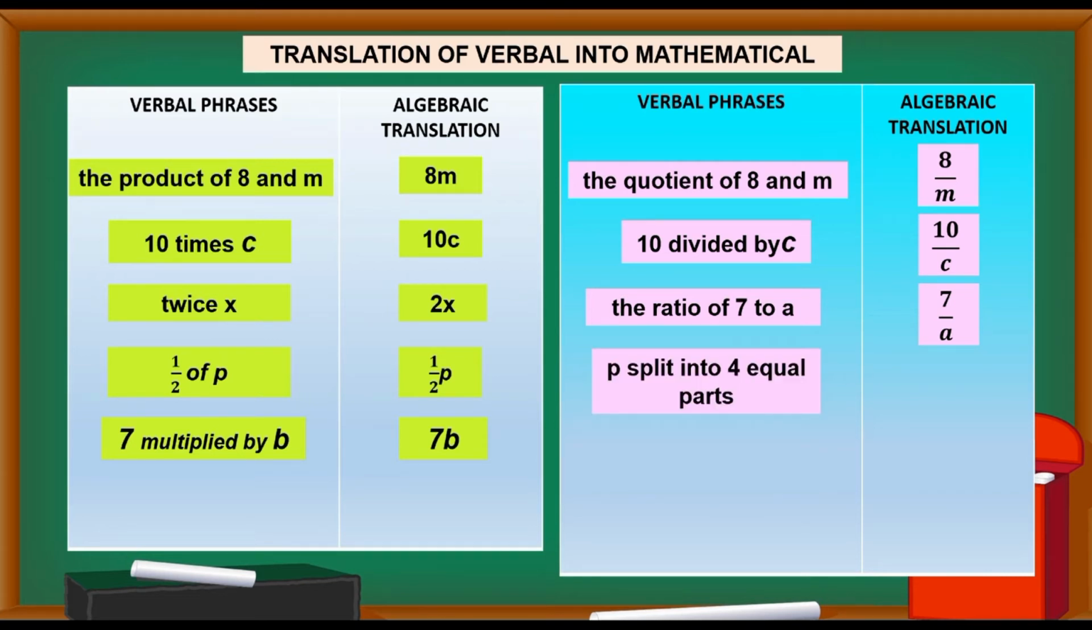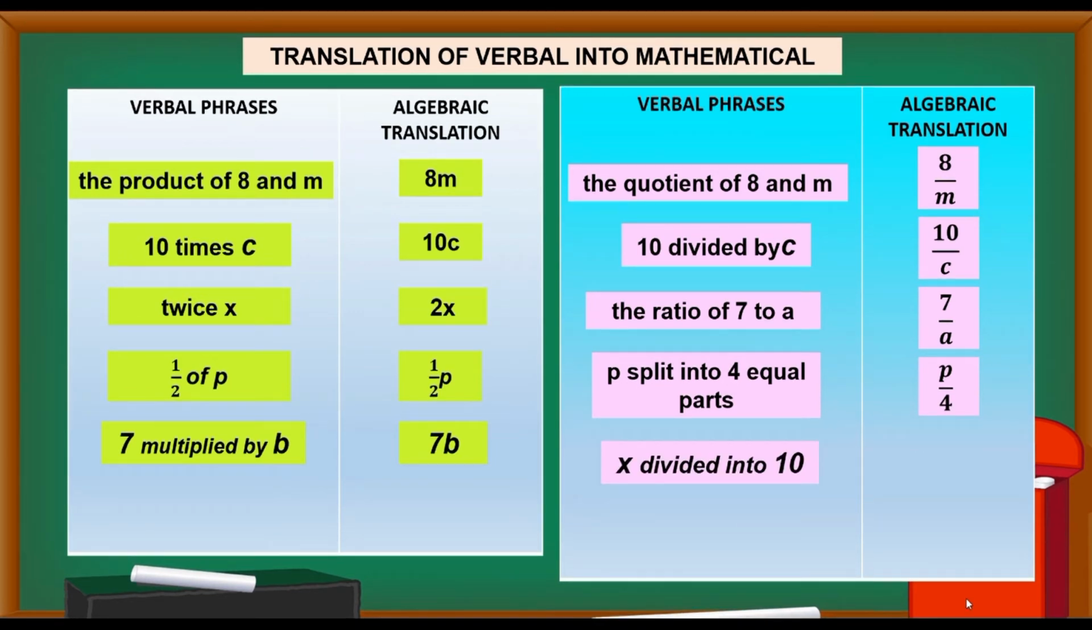Another is p splits into 4 equal parts. So, pag sinabing split, hinati sa 4 daw. So, pwede natin ipakita as p over 4 or p divided by 4. The next one is x divided into 10. So, ibig sabihin, i-divide daw yung x kay 10. So, kung ipapakita natin, that is 10 over x or 10 divided by x. Another is 10 divided into q. O, yung 10 naman daw po ang i-divide kay q. So, therefore, q divided by 10 or q over 10. So, yan po ang translation ng verbal into mathematical.